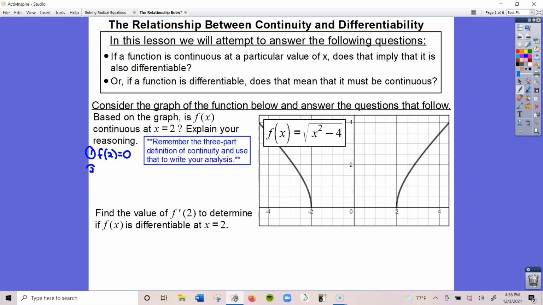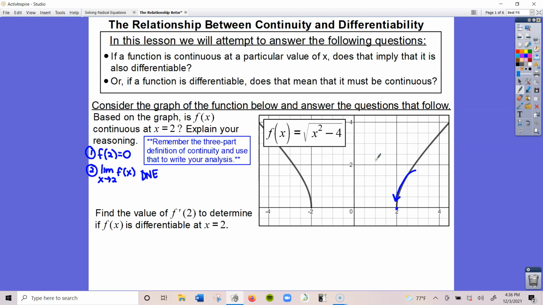The second part of continuity is to find the limit. So we're looking for the limit as x approaches 2 of f of x and make sure that this limit exists. In this case, here's 2. We have the right-sided limit, but there is no left side. And remember, in order for a general limit to exist, the right must equal the left. So this limit does not exist. At this point, I can determine that my function is not continuous at x is equal to 2.